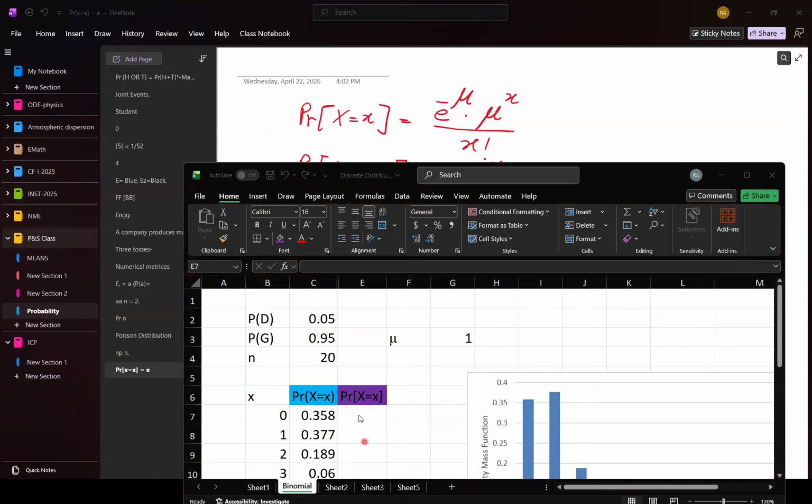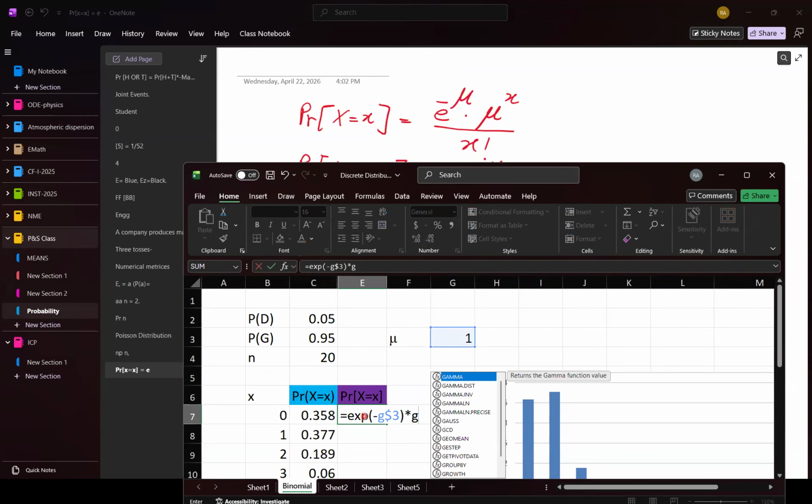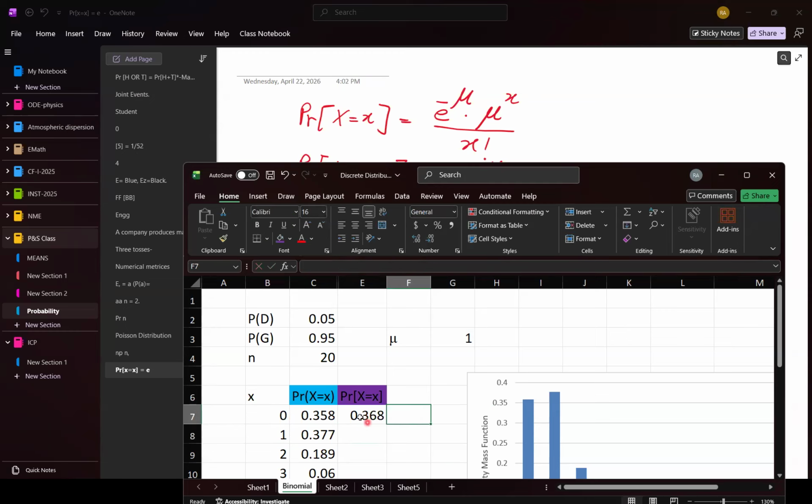So I calculate for the zero defective. So e raised to the power minus mu, where the mu value is available at G dollar 3, times mu raised to the power x. So this is x, and divided by x factorial. 0 factorial is 1. So this is it.